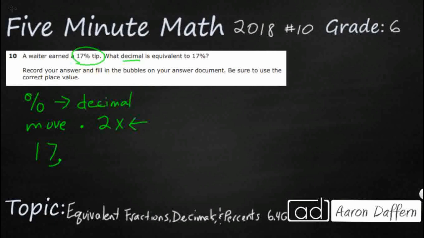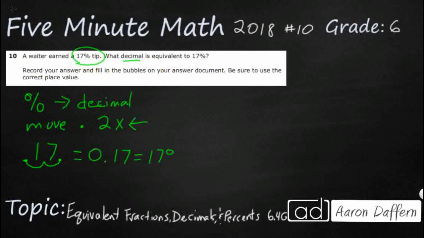And we're going to move it over once. We're going to move it over twice. And here we go, we've got 0.17. We're going to put a 0 in front of it just to make it look a little bit cleaner. And then there's your 17. So 0.17 is 17 hundredths. That is the same as 17%.